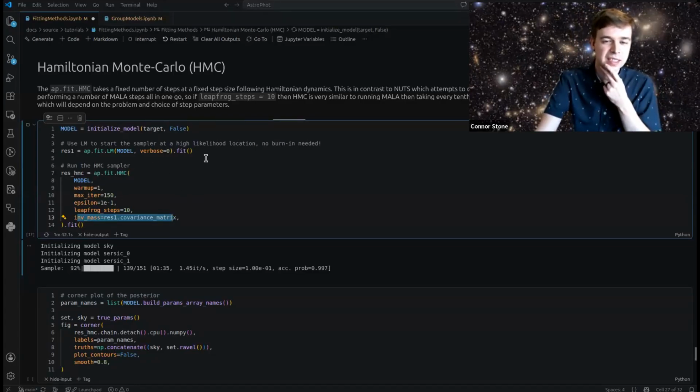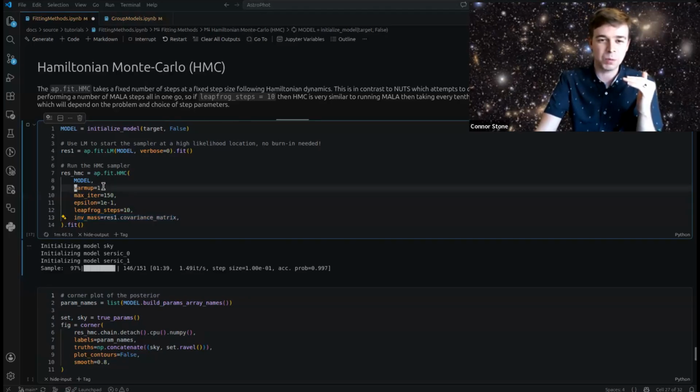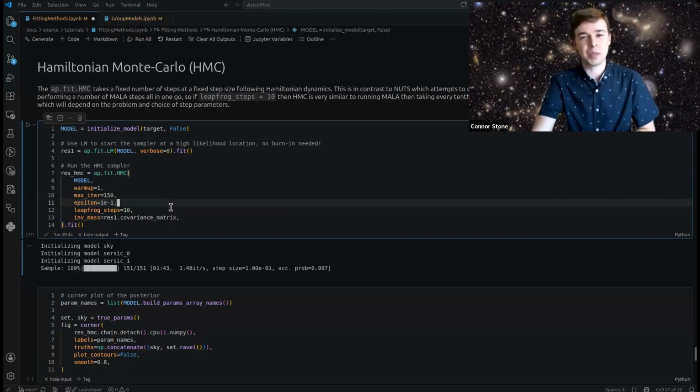So that just makes the sampling a little more efficient and lets us skip a bit of the warm-up. I just set warm-up to one step because I know I don't need it. I've already set some decent values after tinkering around for a while. This is for demonstration purposes.